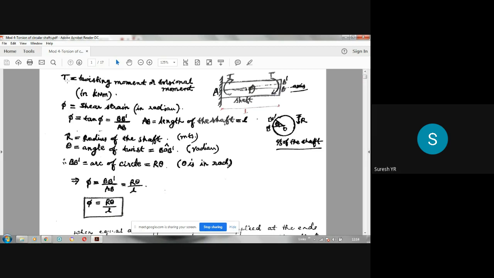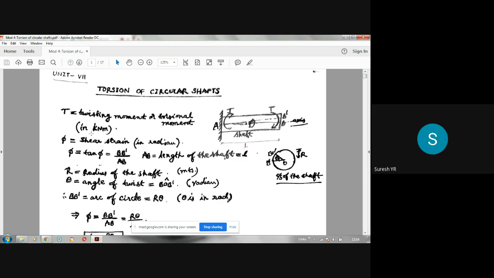Normally its unit is the same as the bending moment unit. It is expressed as Newton millimeter or kilonewton meter, and this phi is called the shear strain. Whatever angle here is in radians, not in degrees; you have to take that angle in radians. Whatever phi you get here is called the shear strain.